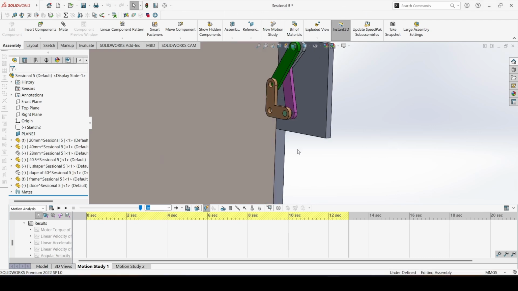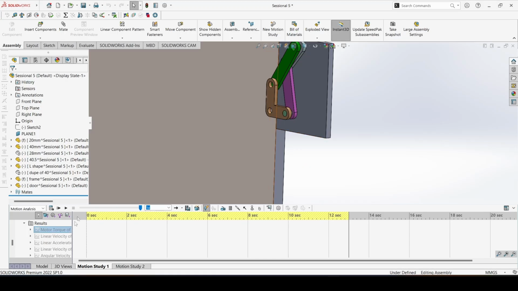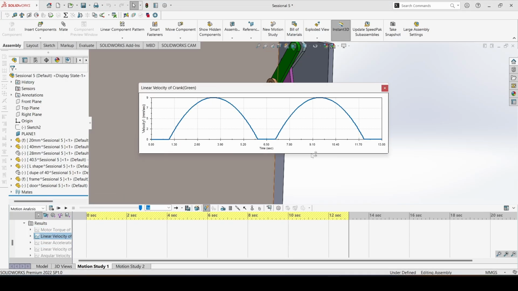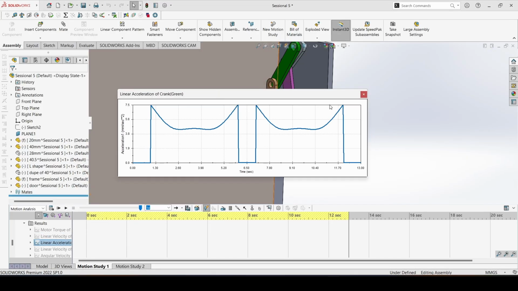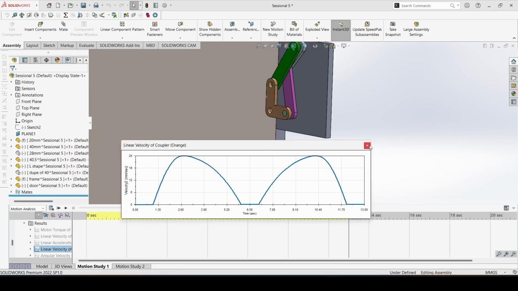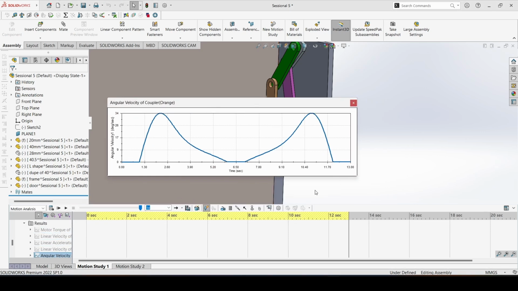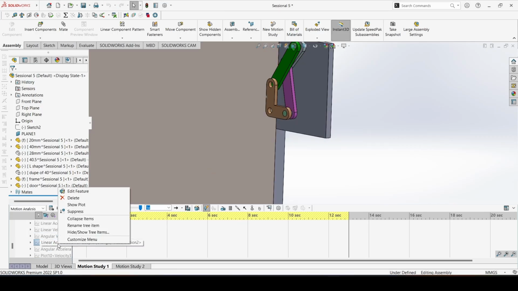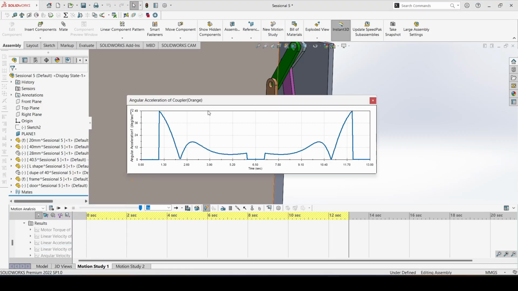Similarly, using this feature, we have plotted results of the torque of our crank. As you can see, there are 2 troughs in this graph. These troughs signify the dead center configuration of our mechanism. And we have plotted the linear velocity of our crank and the linear acceleration of our crank, the linear velocity of our coupler, the orange part, the angular velocity of the coupler, and the linear acceleration of the coupler is this. And the angular acceleration of the coupler is this.